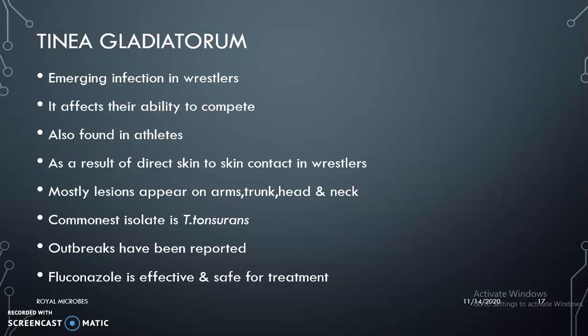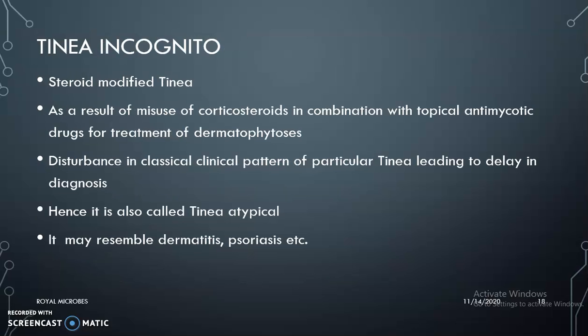It affects their ability to compete. It is also found in athletes as a result of direct skin-to-skin contact in wrestlers. Mostly lesions appear on arms, trunk, head and neck. Commonest isolate is Trichophyton tonsurans. Outbreaks have been reported. Fluconazole is effective and safe for treatment.